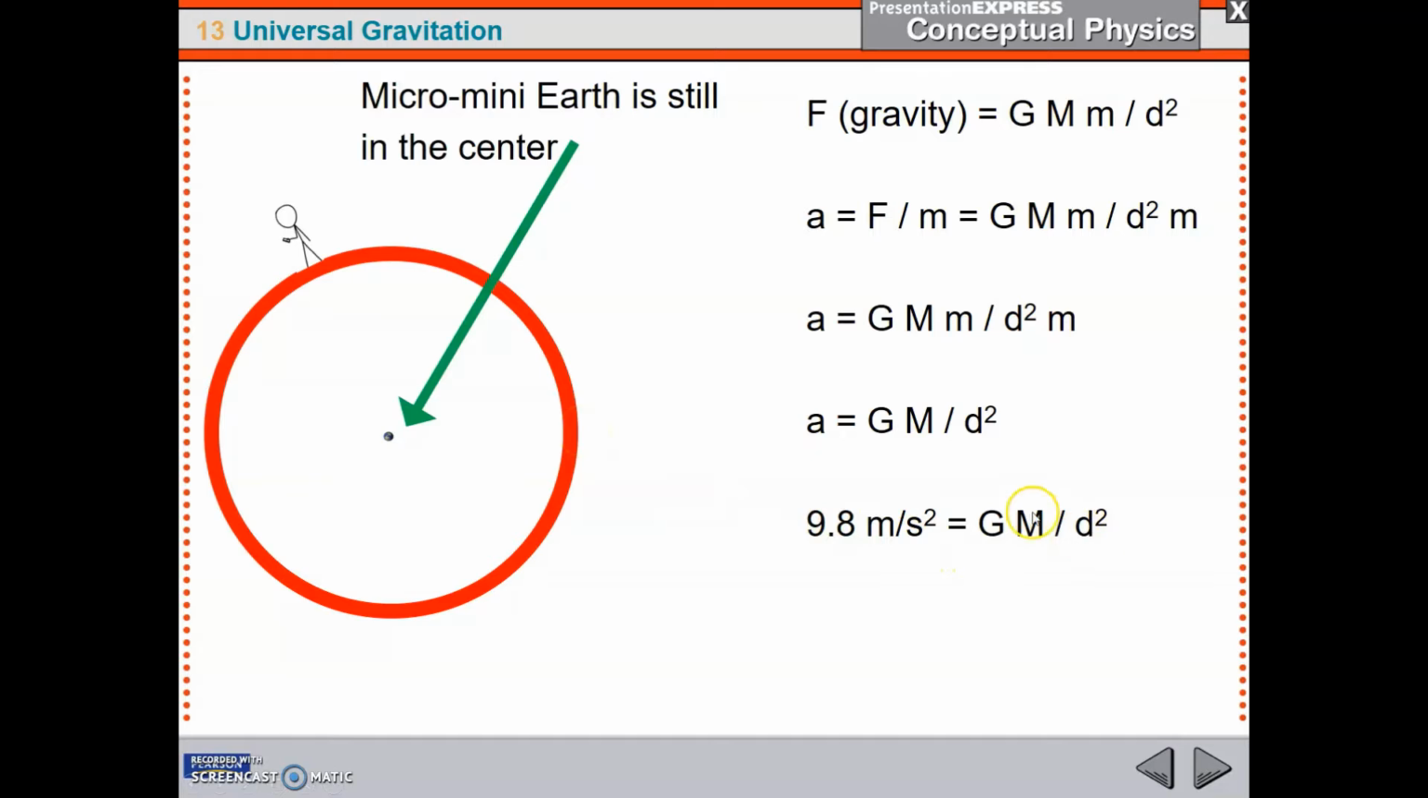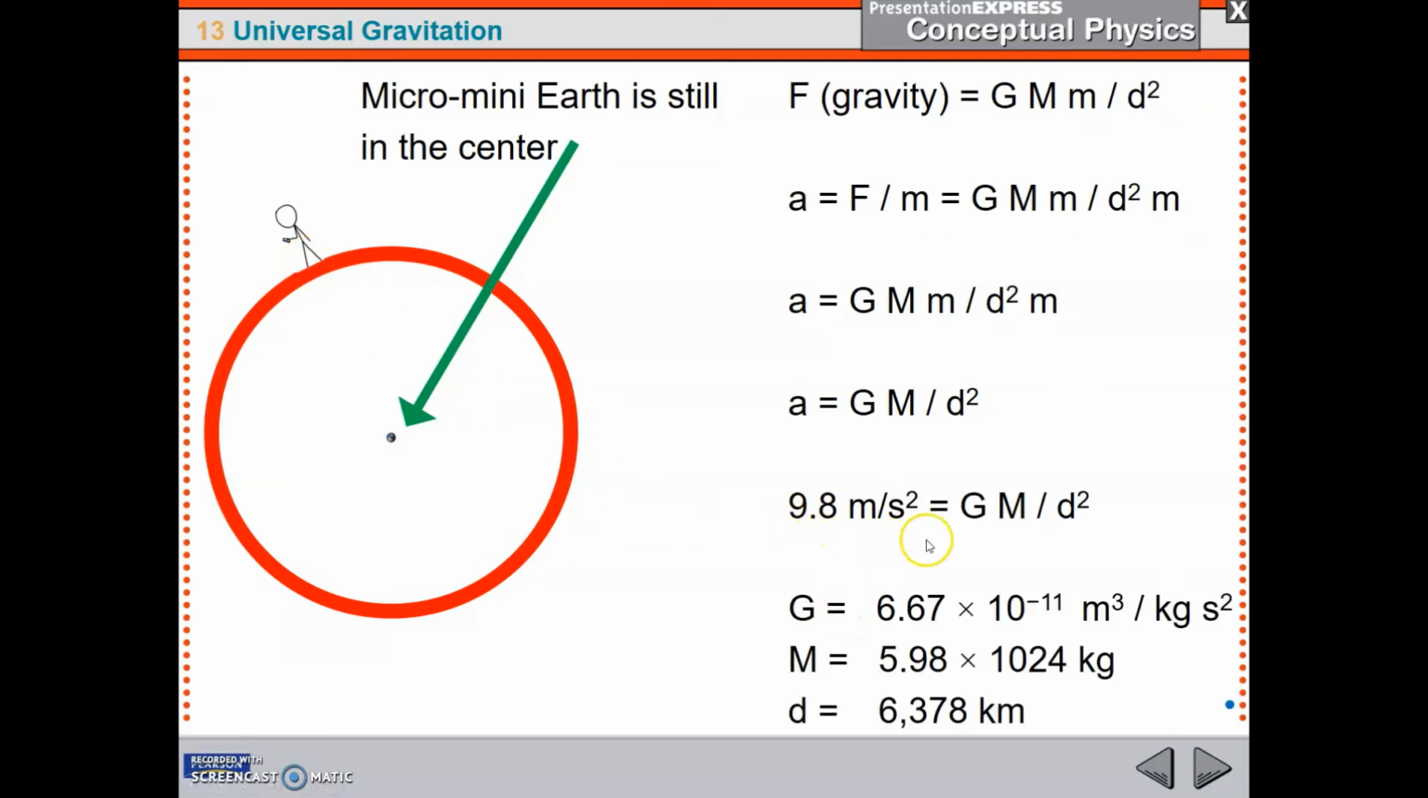Now, the distance is from the center of the Earth, way down there, to where Randall's standing, okay? So that distance is 6,378 kilometers. Now, the mass of the Earth is good old 5.98 times 10 to the 24. And G is a constant. That's always the same number, 6.67 times 10 to the minus 11th. And there are the units. So I've got G, M, and D here to calculate 9.8, the acceleration that we have at the surface of the Earth.